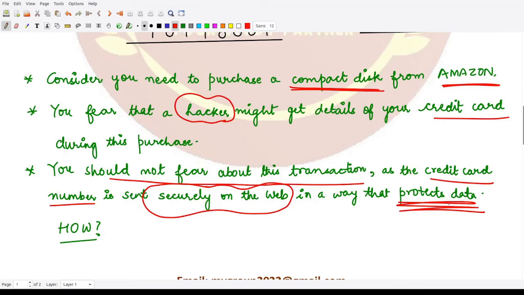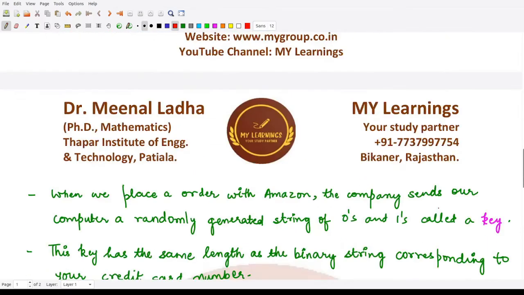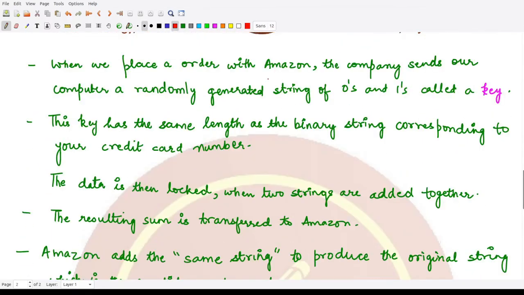So how is this done? Let's have a look. Whenever we place an order with Amazon, the company sends us a computer-generated string of zeros and ones, which we call a key. All of this happens behind the computer, so we are not able to see what is happening, but it all occurs so that our data is safely passed on to Amazon in order to purchase the goods.